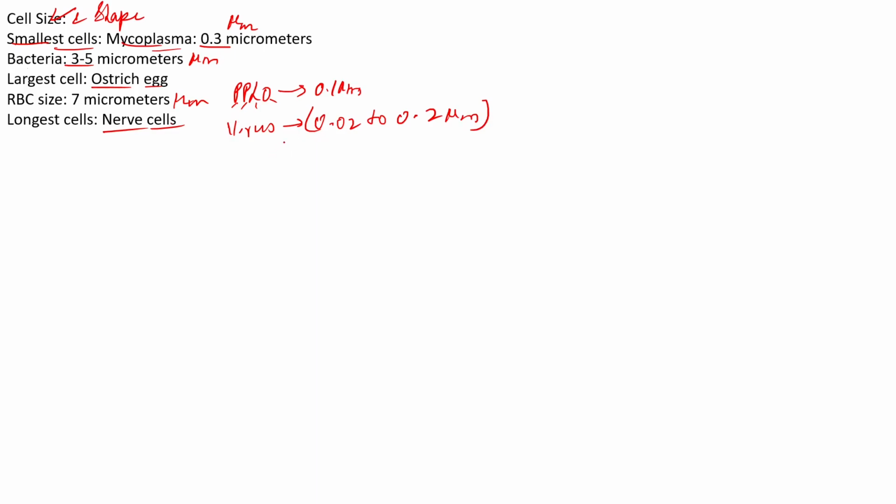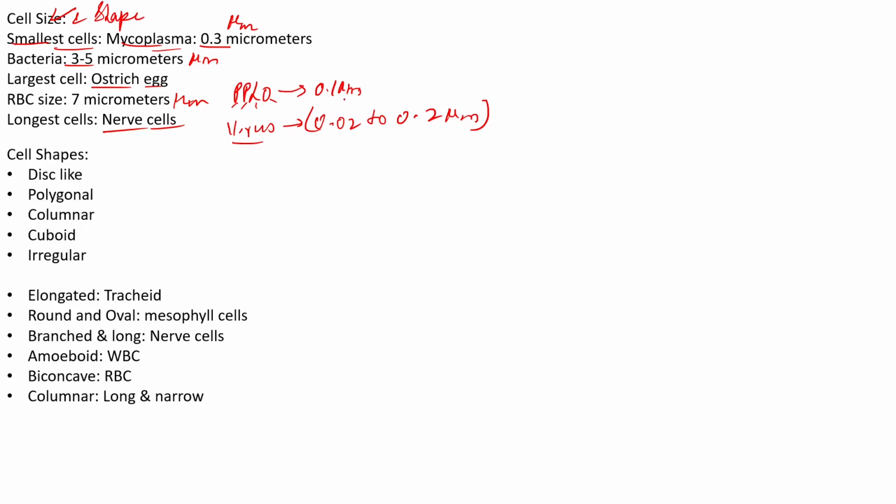They are way smaller than any living organisms. So now let us look into the shapes. See, the general shapes that you see are disc-like, polygonal, and the next ones we have are columnar, cuboidal, and sometimes there may be no specific shape. We call it irregular. For example, tracheids are basically the water conducting elements.